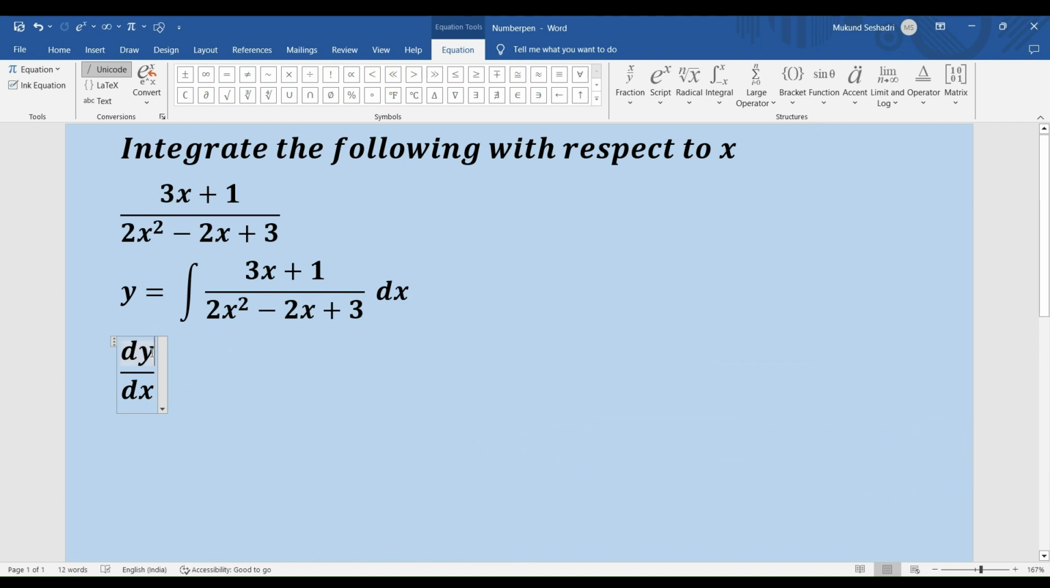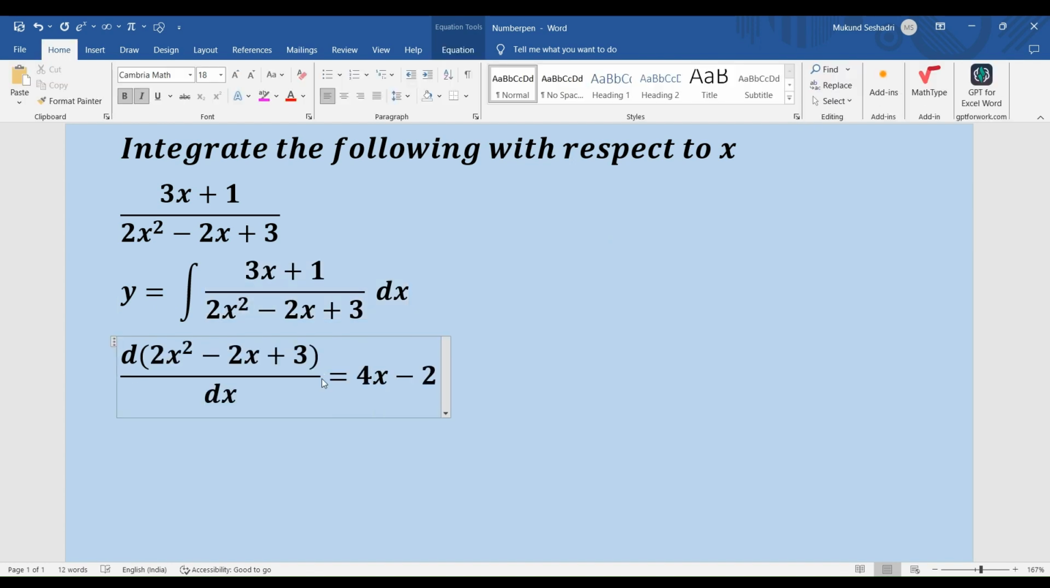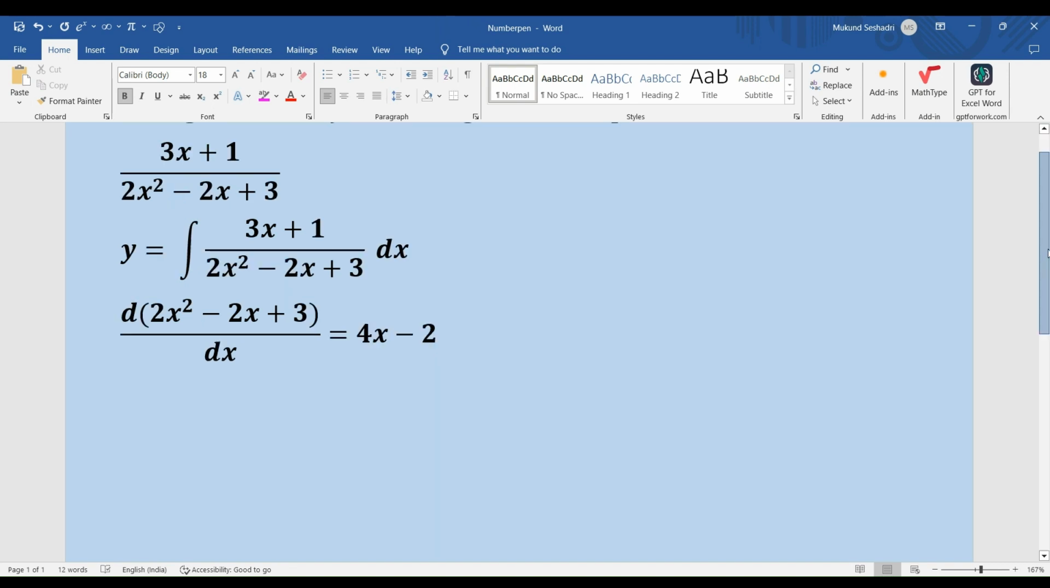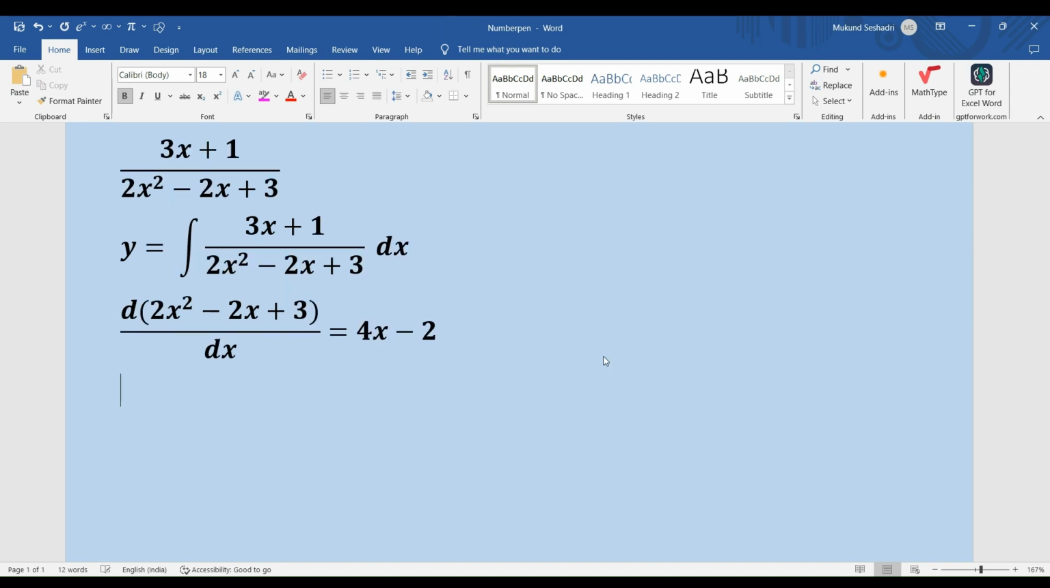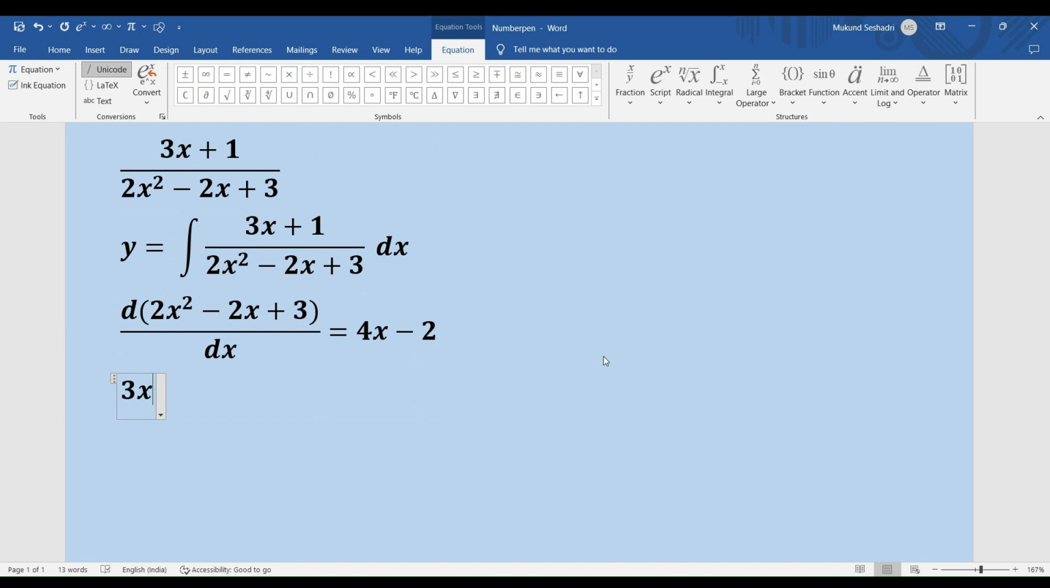My d by dx of 2x square minus 2x plus 3 is nothing but 4x minus 2, right? So now I have a 3x plus 1 in the numerator. So all that I got to do is express 3x plus 1 in terms of 4x minus 2. I repeat, express 3x plus 1 in terms of 4x minus 2. So the best way to do that is write my 3x plus 1 as a times 4x minus 2 plus say another constant b, right?